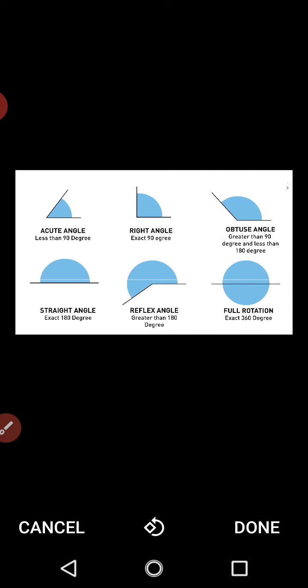Next one is a straight angle which is exactly equal to 180 degrees, and then the next one is a reflex angle which is more than 180 and less than 360 here. And the last one is full rotation, nothing but full angle. You can say it as a complete angle, which is equal to exactly 360 degrees like a circle. These are the types of angles.